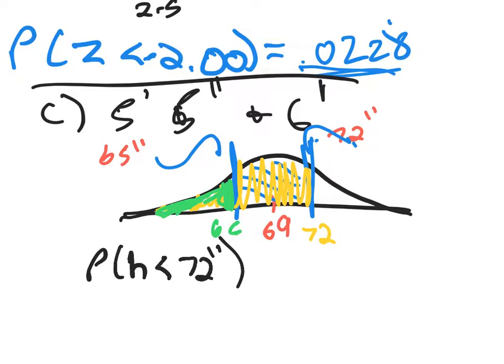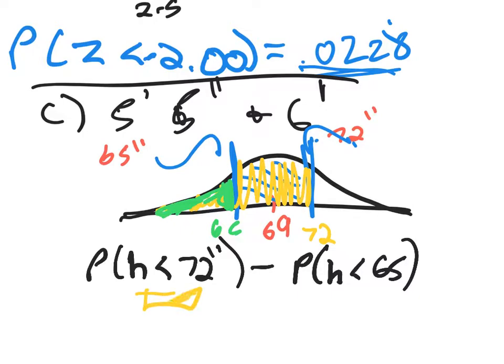When I get done with that, I want to subtract the area that's to the left of 65. In other words, what I'm doing is taking the first one and subtracting the probability that the height is less than 65. So what I'm doing is taking the yellow area, which is the bigger area, and I'm going to subtract the green area, which is the smaller area.